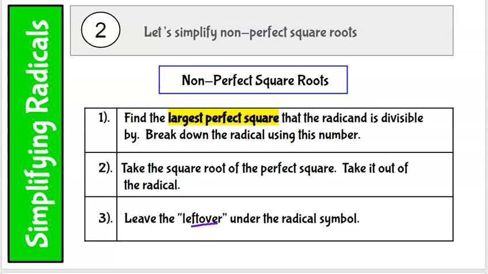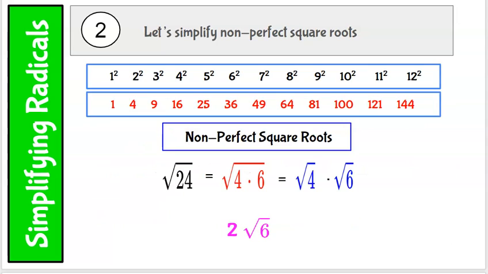The leftovers, though, we're going to leave under the radical symbol. So the 6 is not a perfect square, so I have to leave it under the radical. The square root of 4 comes out to be 2. That comes out as 6 because I can't do anything with that.